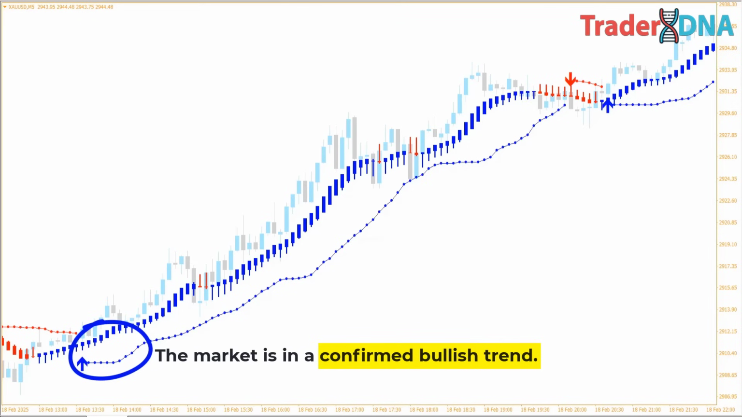This is your first trading rule. If this condition isn't met, we don't move forward. Simple as that. Step 2. Identifying strong bullish momentum.